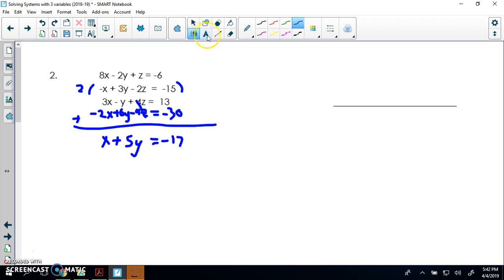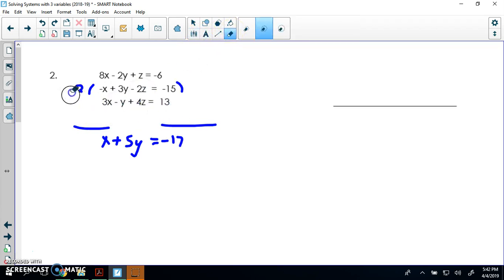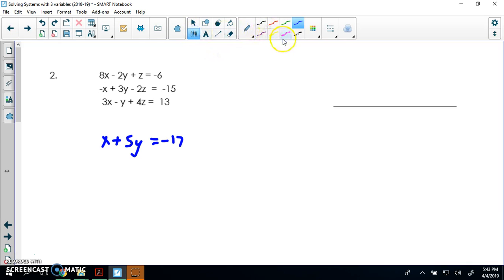I got an x and a y. All right, let's clear this up, make it look nice and pretty again. Now I got rid of my z. Now I want to get rid of my other z. Let's make this green. Probably can get rid of these z's here.